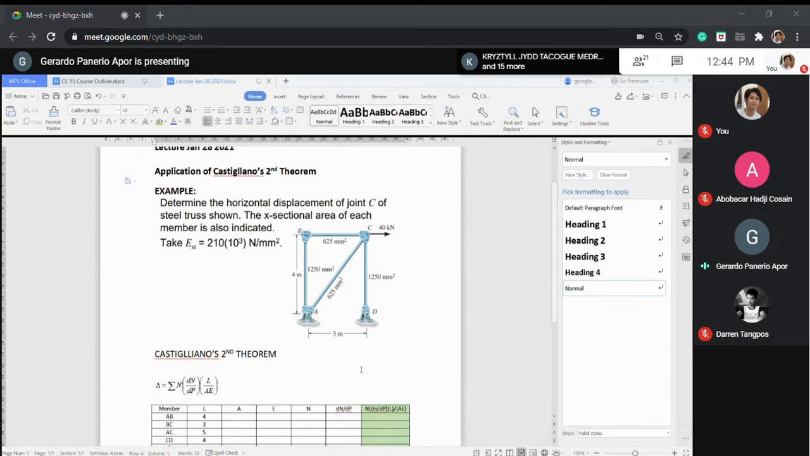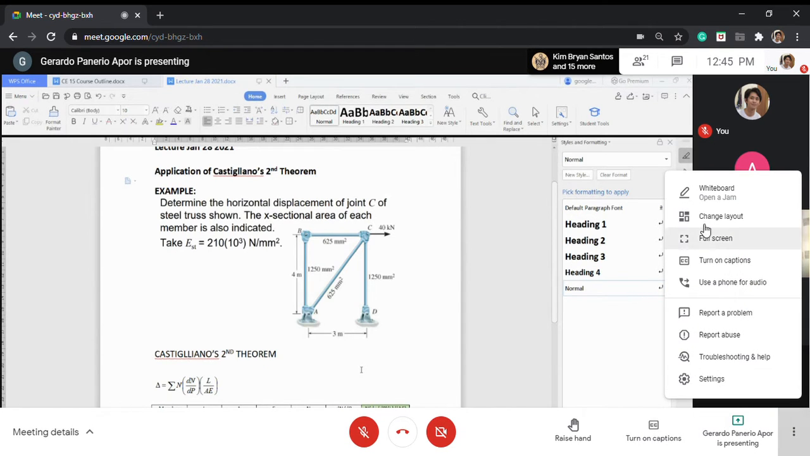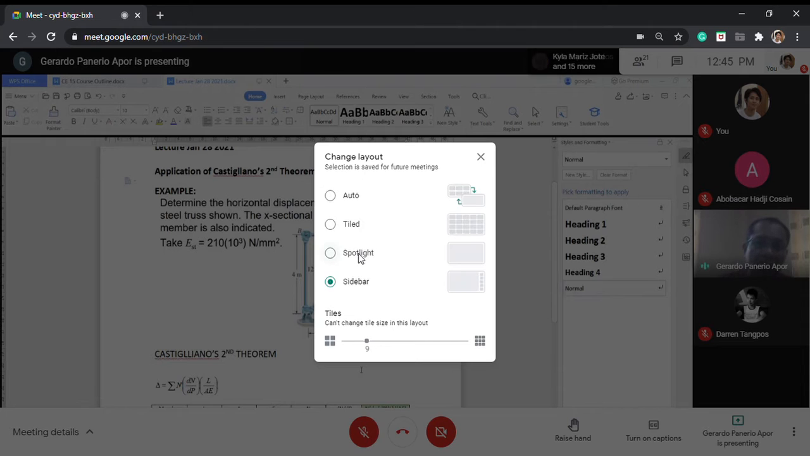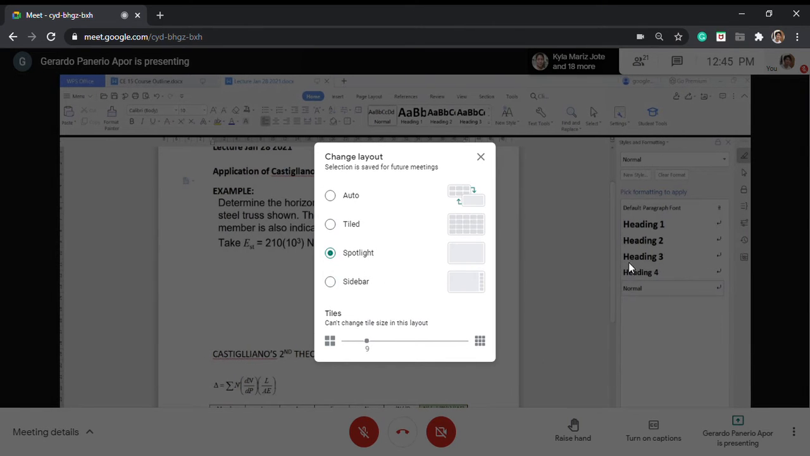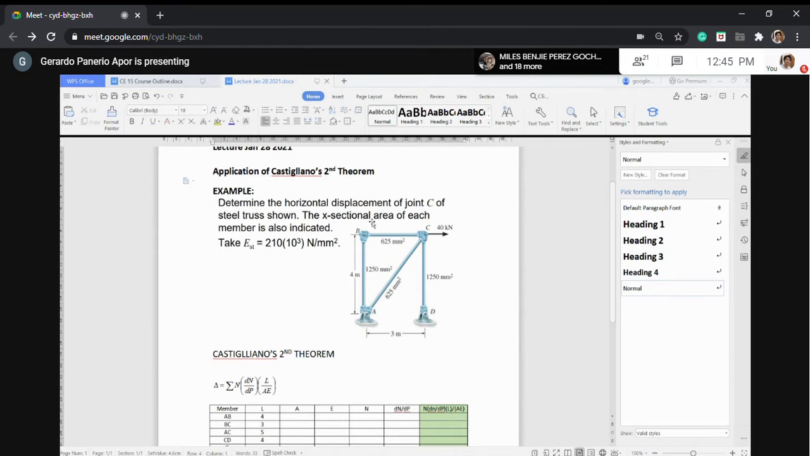Now, aside from the truss, there is also a 40 kilonewton load. This is what we call a live load, subjected at C. As a result, the truss will be deformed. Some of the members here are in tension, some of the members have zero load, and some members have compression.